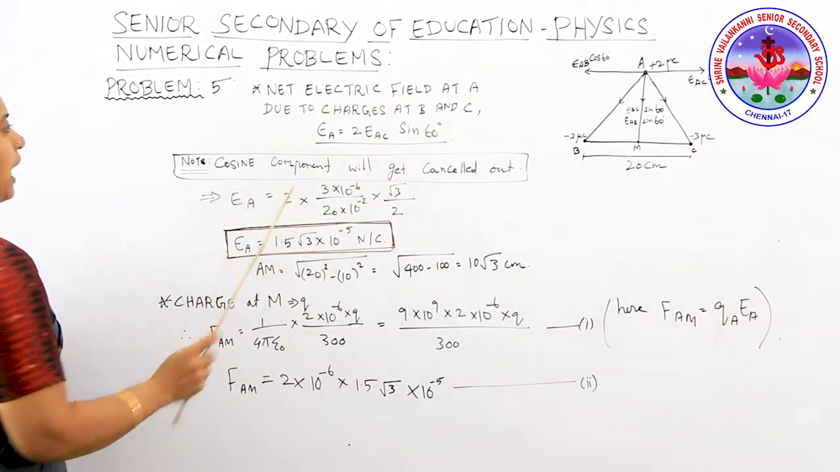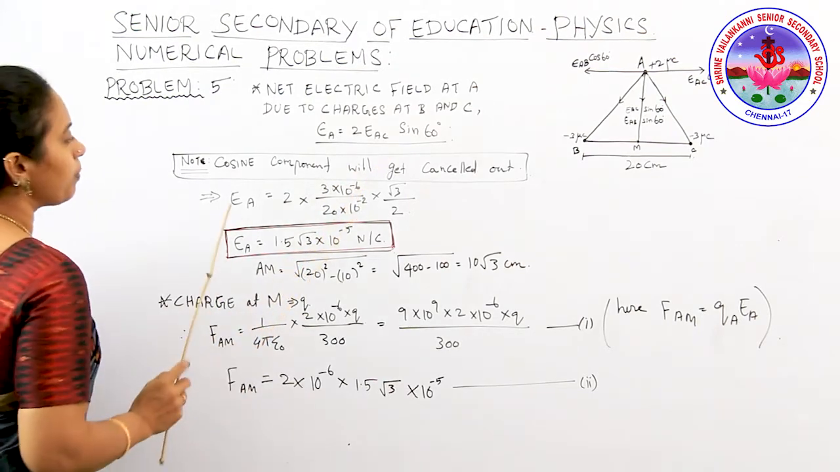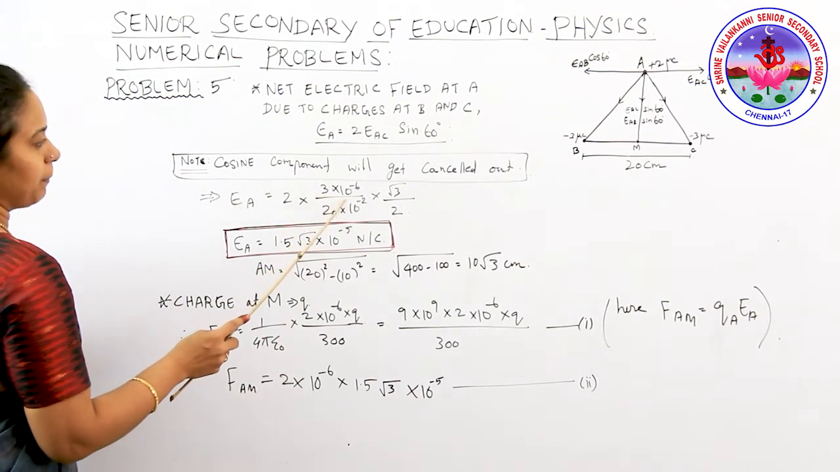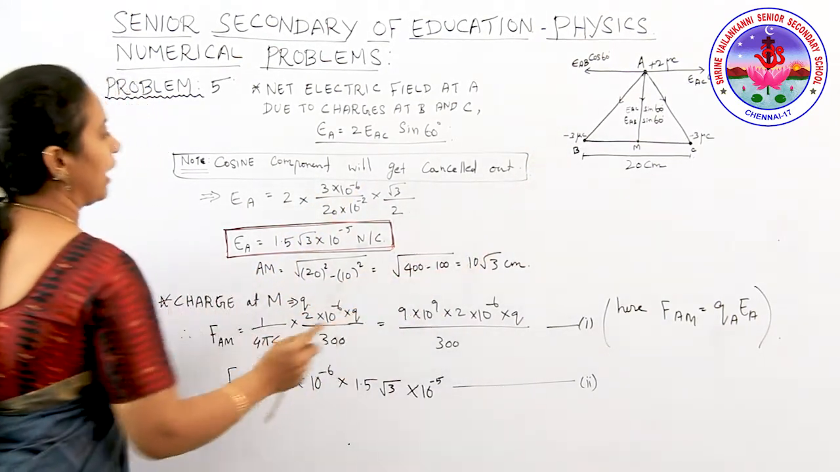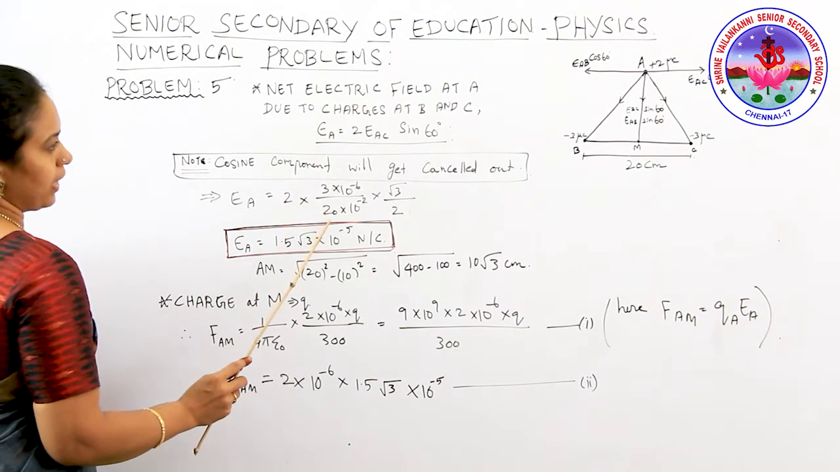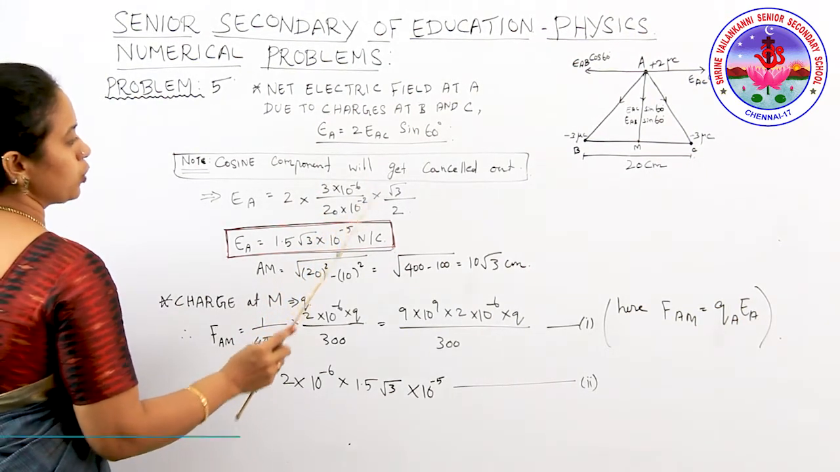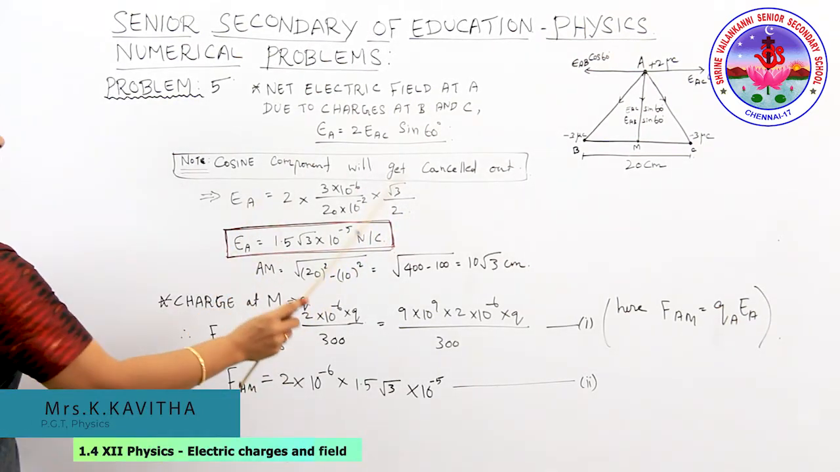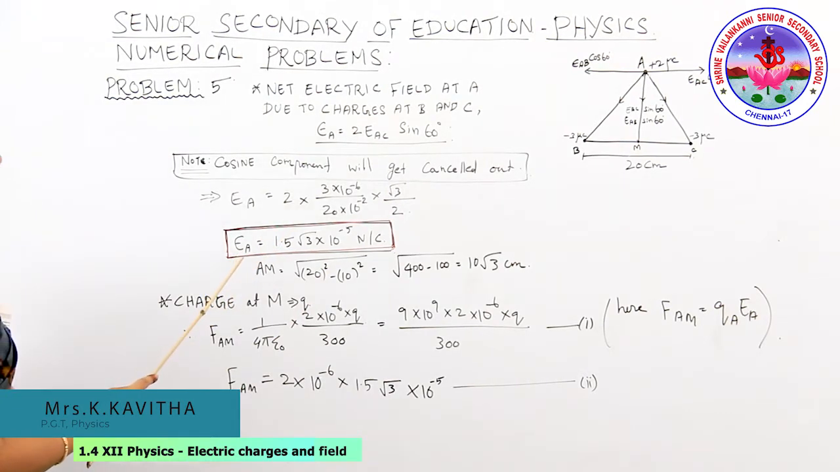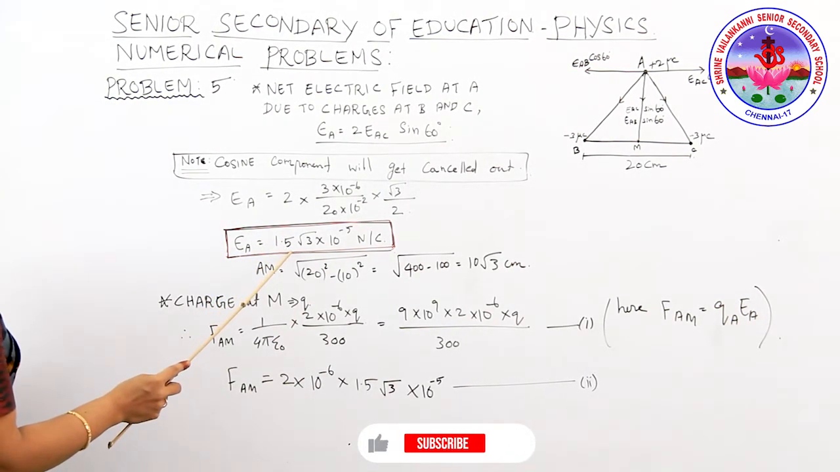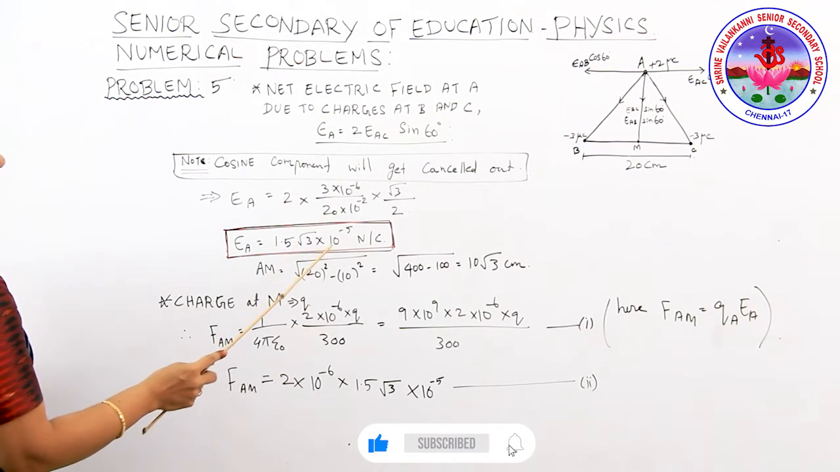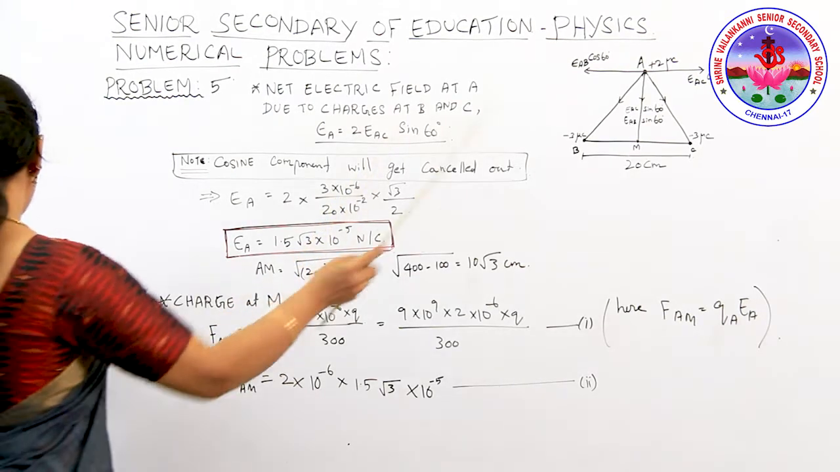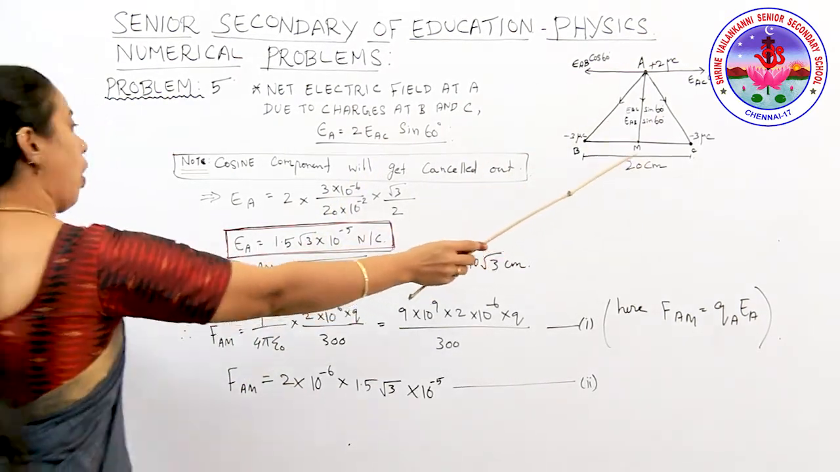So we'll get the value by applying EAC and the sine value. EA is equal to 2 into 9 into 10 power 9 into 3 into 10 power minus 6, whole divided by R square, so 20 into 10 power minus 2 whole square, into sine 60 degree, which is root 3 by 2. So by simplifying this value, you will get EA equal to 1.5 root 3 into 10 power minus 5 Newton per Coulomb.